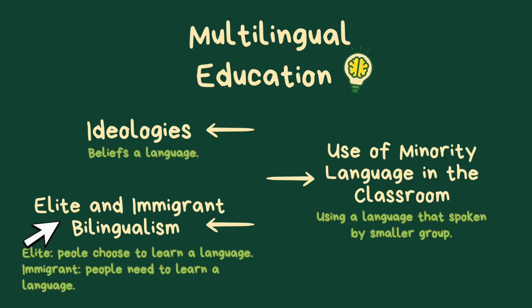And then the third, elite and immigrant bilingualism. Elite bilingualism means when learning multiple languages is seen as a luxury. For example, a French school offers English classes to give students an advantage in business. And immigrant bilingualism means when immigrants need to learn the local language to get by. For example, a US school provides English classes to help newcomers from Mexico adjust to life in America. Okay, that's all from me. Thank you. I return it to the moderator.